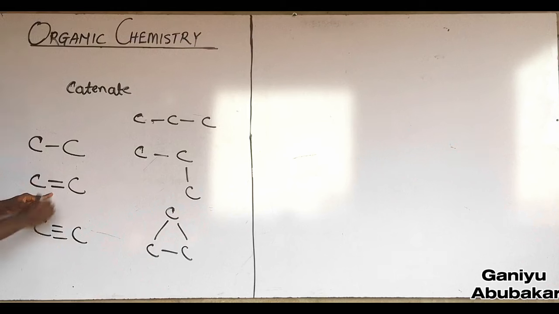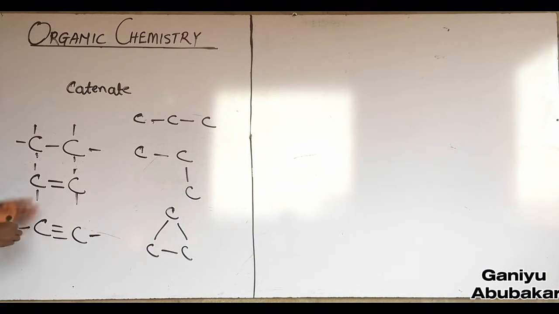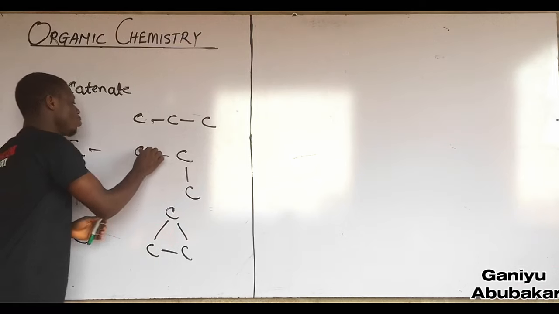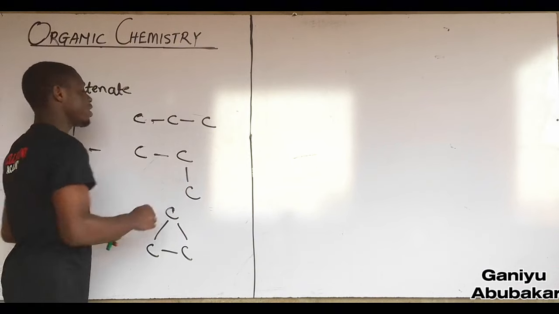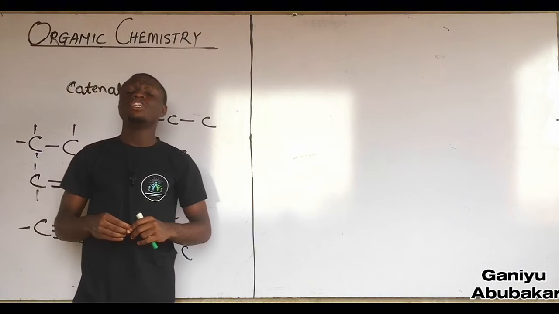This is 1, 2, 3, 4. So carbon can easily combine with one another to form a double bond, as in this case here, a single bond, double bond, and triple bond, as in this case here. So these are the important reasons why we consider carbon as the major element in the study of organic chemistry.